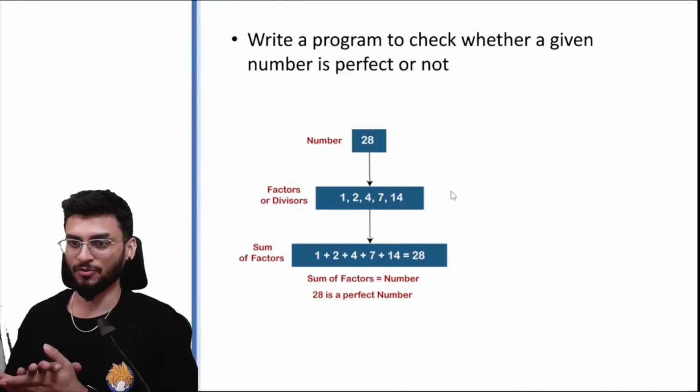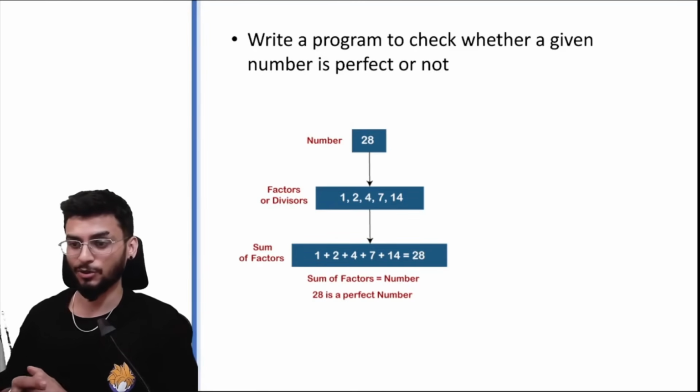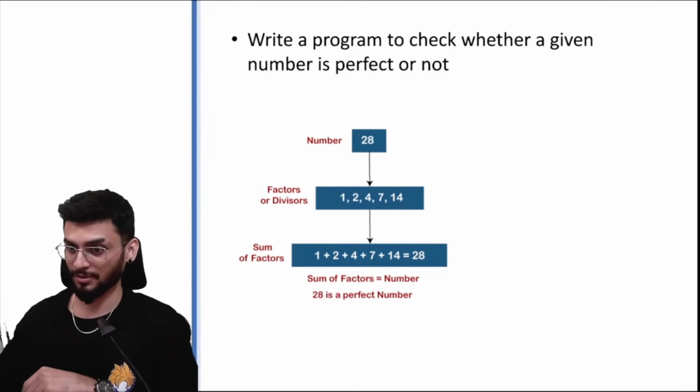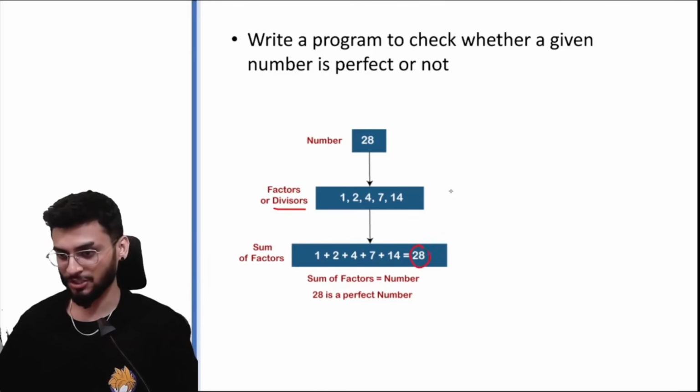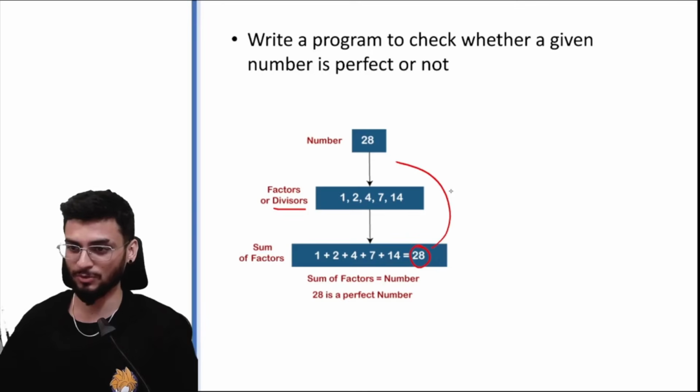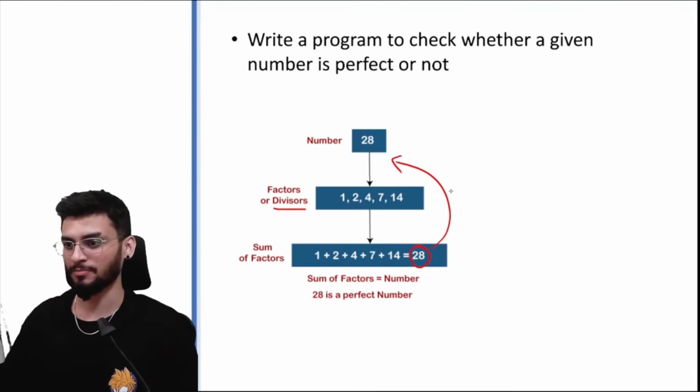So the last problem for today, write a program to check whether a given number is perfect or not. In order to find out whether a given number is perfect or not, the way we do it is we find the divisors. Again, going back to the problem where we were trying to find out the divisors. I say these are all divisors and then I add them up. If the sum of divisors is equal to the original number, then I say the number is perfect.